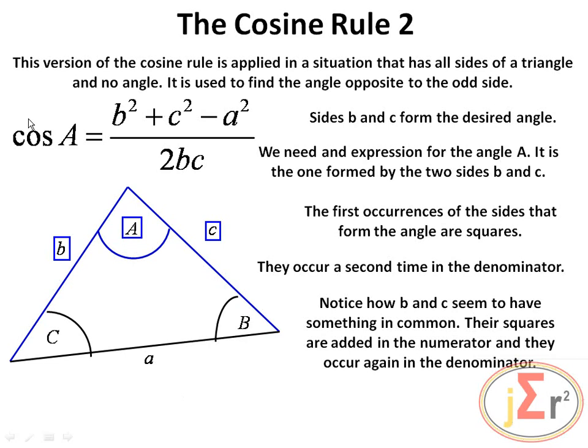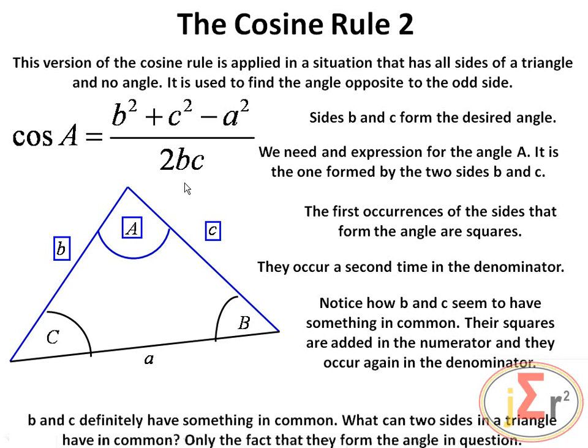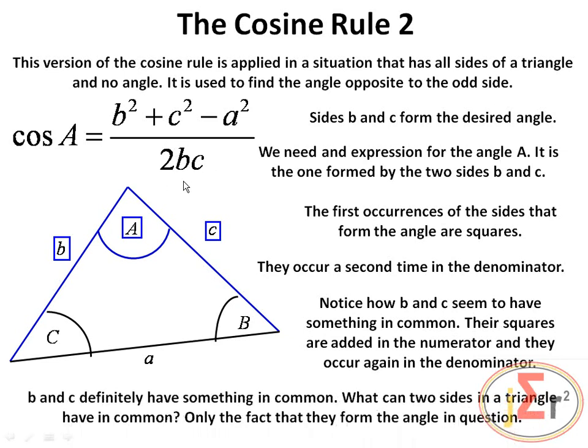So if we want to find, let's see if we can use a little pattern. To find cosine of A, what do we do? We square the two sides that form the angle, subtract the one that is not a part of the angle, and then, of course, the two sides that form the angle are repeated here. B and C definitely have something in common.